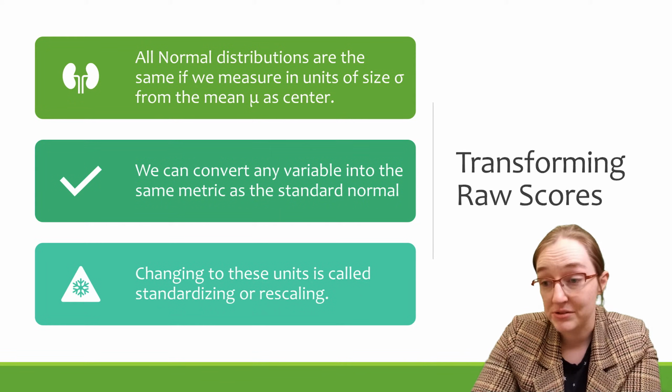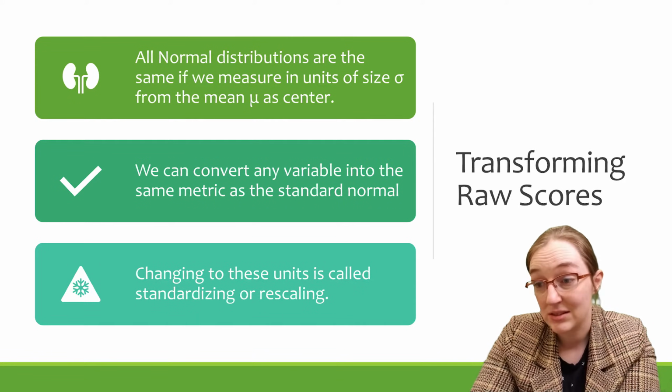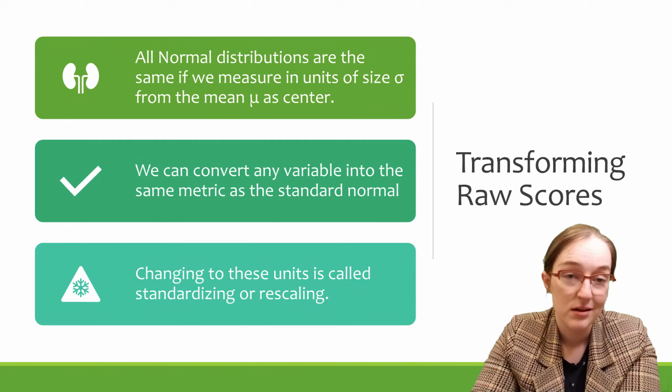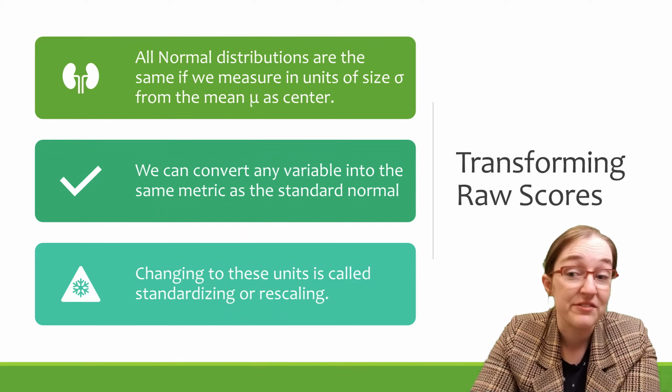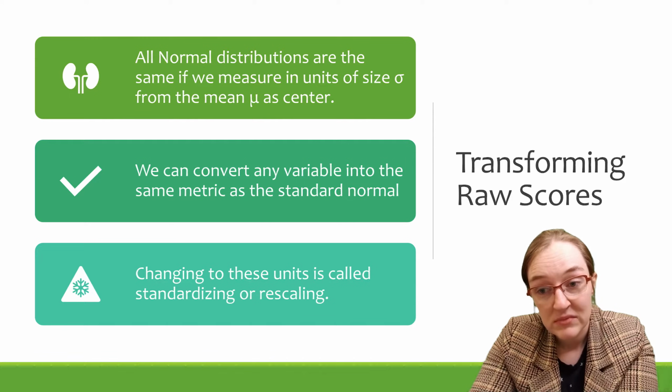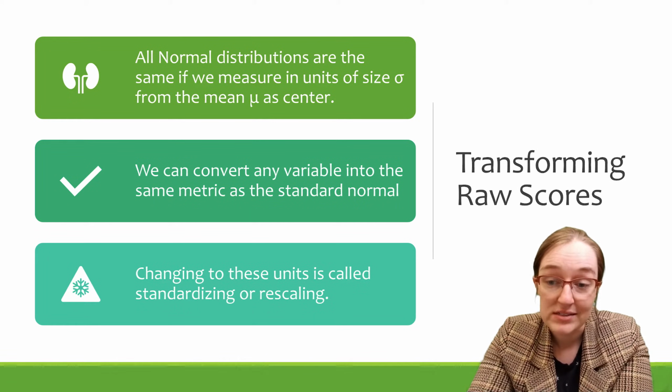Now, changing these units and essentially converting in between units is called standardization or rescaling. And simply stated, a standard score is a raw score that has been converted from one scale to another, where the latter scale has some arbitrarily set mean and standard deviations.